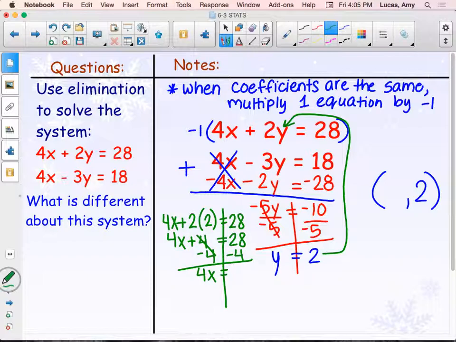4x equals 24. And divide by 4. X equals 6. So the x-coordinate is 6. And the y-coordinate is 2.